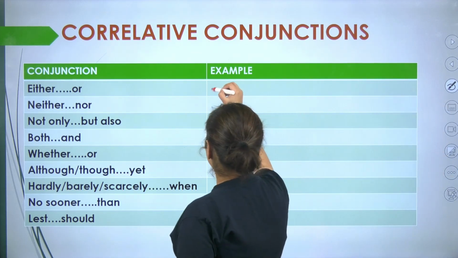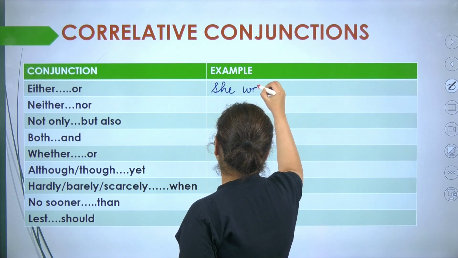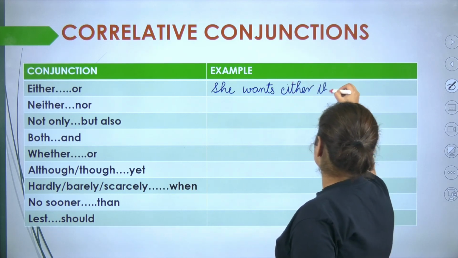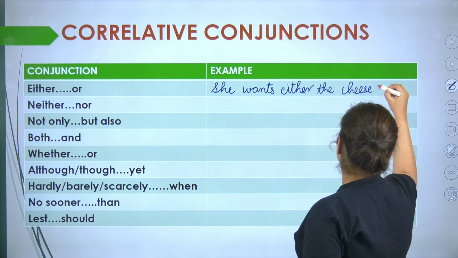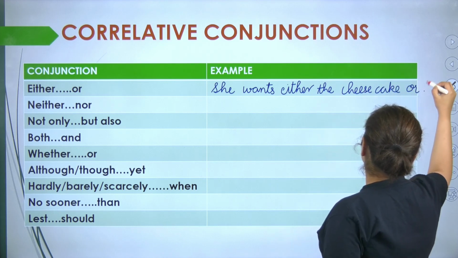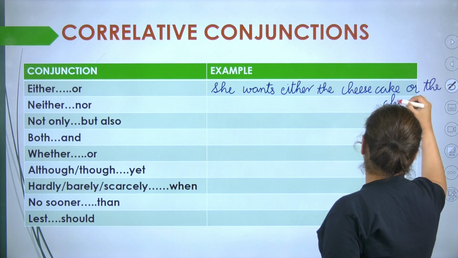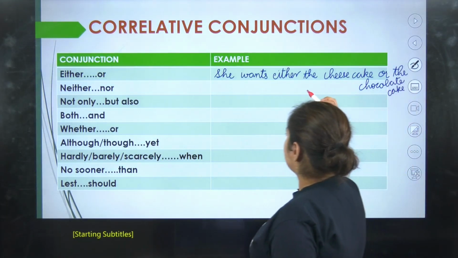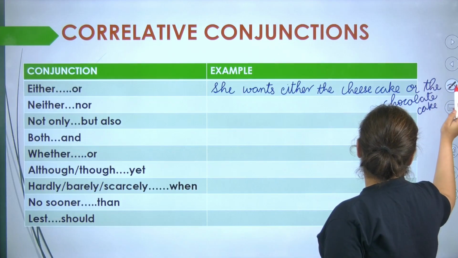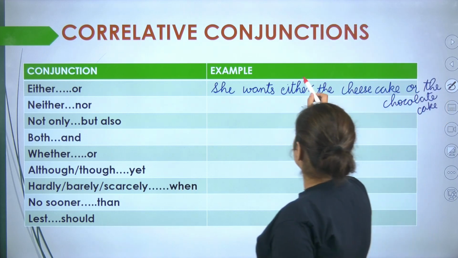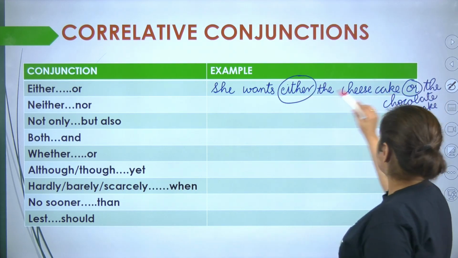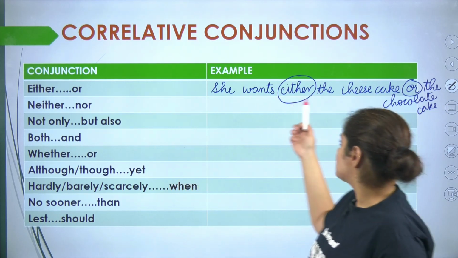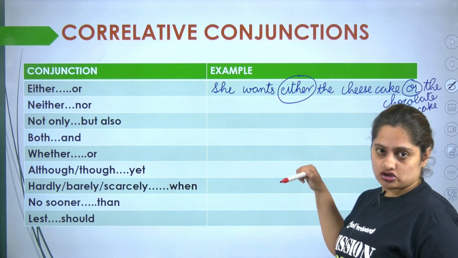For example, I'll write a few of these examples. She wants either the cheesecake or the chocolate cake. Now, what I am talking about here is a choice out of two. When you use this pairing, either and or, you are talking about either of the two. When we talk about choice in the negative, neither nor: she needs neither the cheesecake nor the chocolate cake.